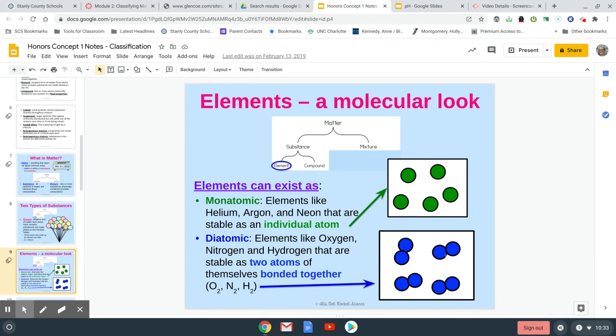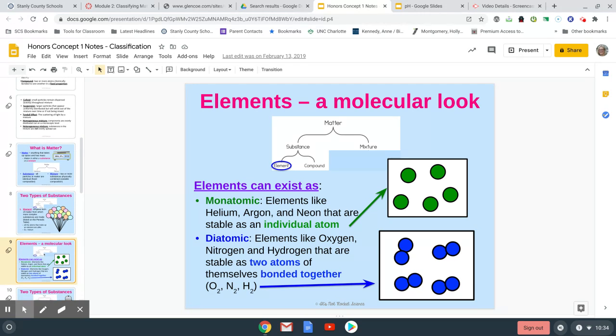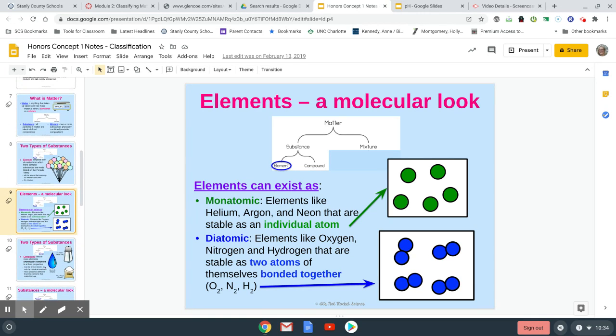The second one could be considered a compound because it is two things that are joined, but the definition of a compound typically says two different atoms joined together. So that is why this is classified as an element. So be familiar with that picture.